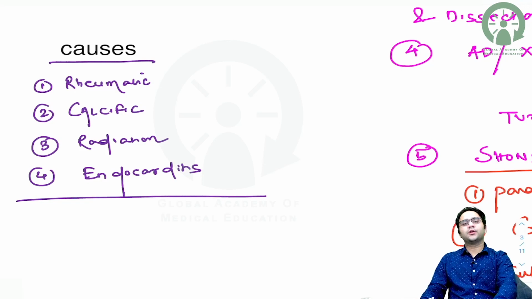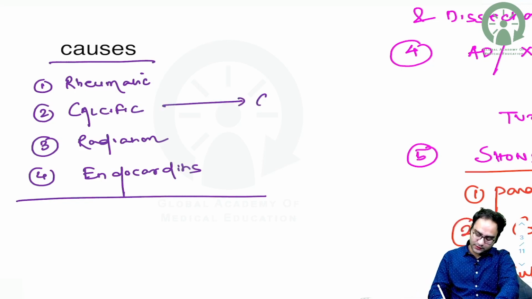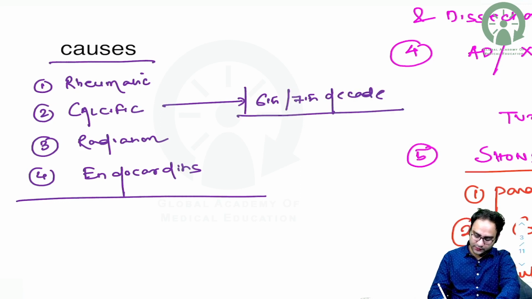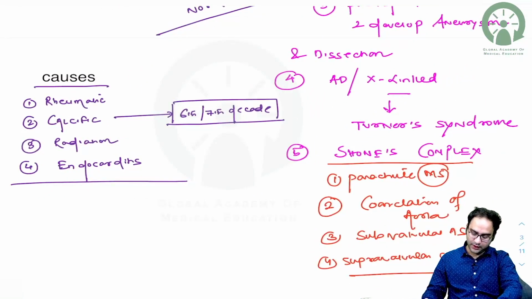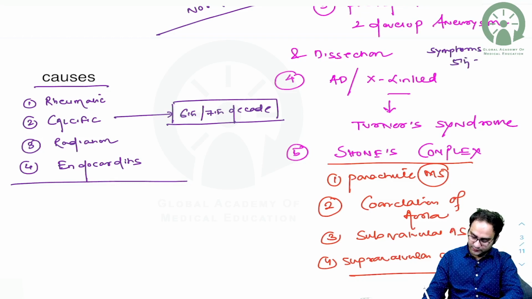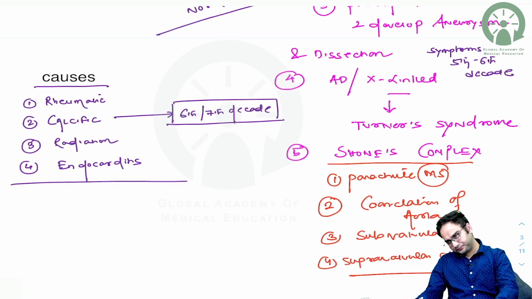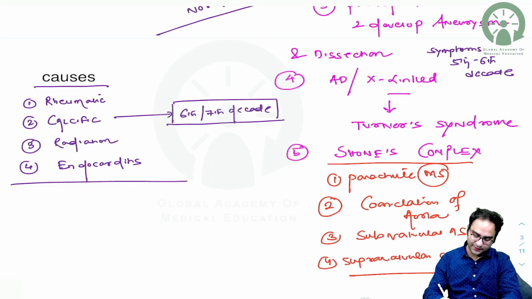Now, calcific aortic stenosis is very commonly seen in the 6th to 7th decade, right? Now, I have mentioned the bicuspid aortic valve. In the bicuspid aortic valve, in contrast to calcific AS, symptoms develop in the 5th to 6th decade. In calcific it develops in the 6th to 7th decade, whereas in bicuspid it develops in the 5th to 6th decade. Okay, so this is important. So we see it a decade earlier in the bicuspid aortic valve, right?